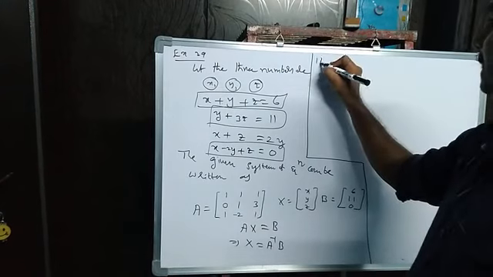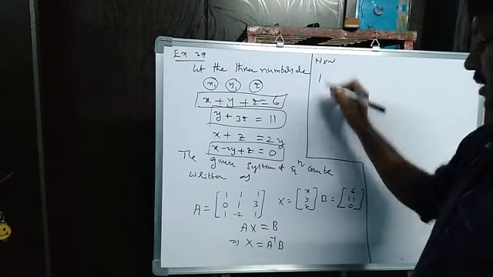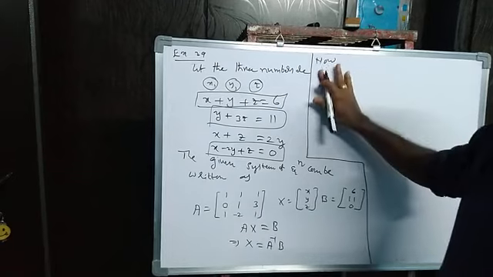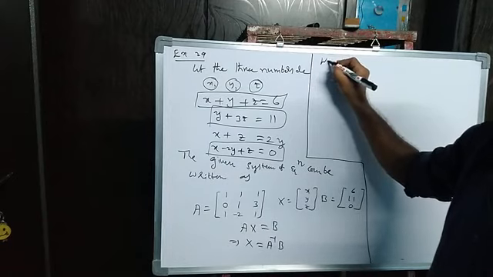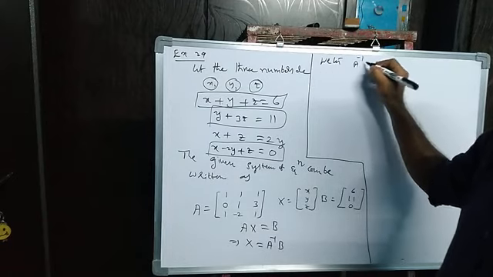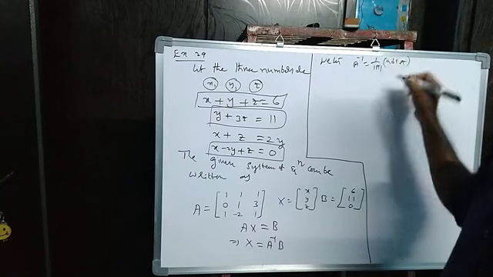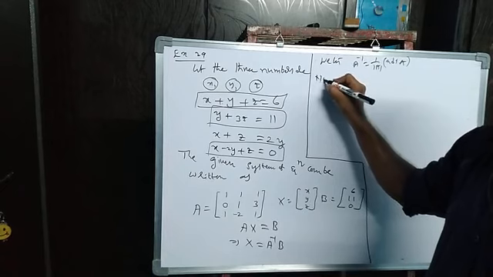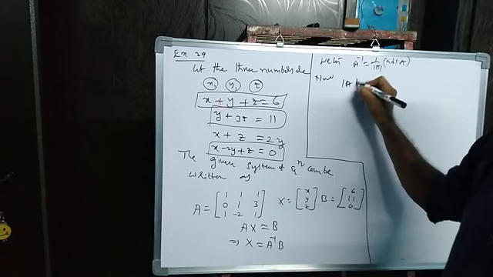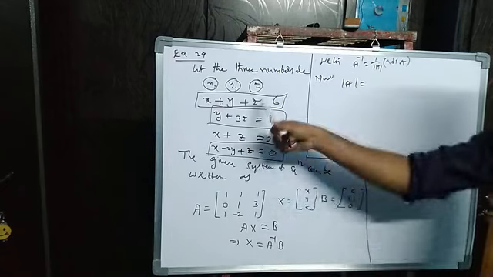Find det A. Means A inverse, we know that A inverse is equal to 1 by det A into adjoint A, right? So to find that, what am I going to find here? I am going to find det A.